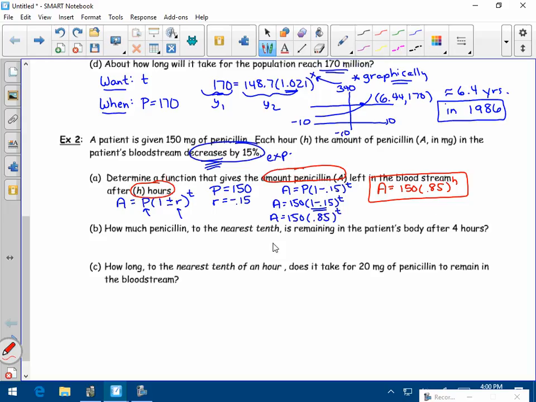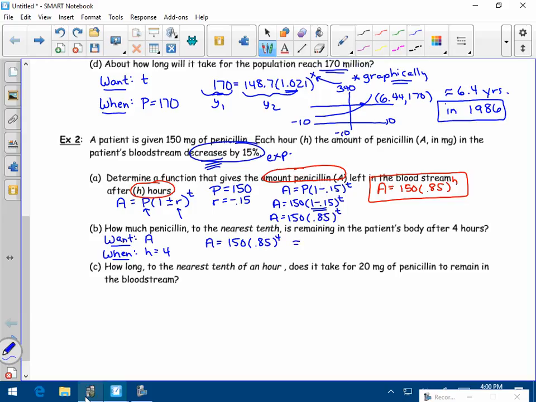Now we can use that equation to answer these two questions. How much penicillin to the nearest tenth is remaining in the patient's body after 4 hours? What do we want? Do we want the A value or the H value? We want the A value because it's how much penicillin, that's an amount. When do we want it? We want it after 4 hours. So since H is in hours, I don't have to worry about units, H is just 4. So this is an easy plug-in. A equals 150 times 0.85 to the fourth.